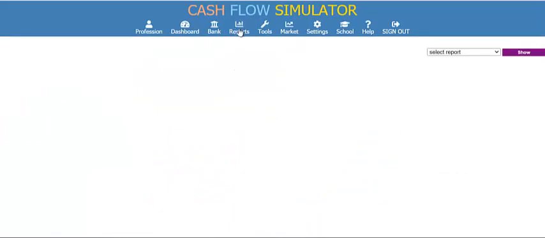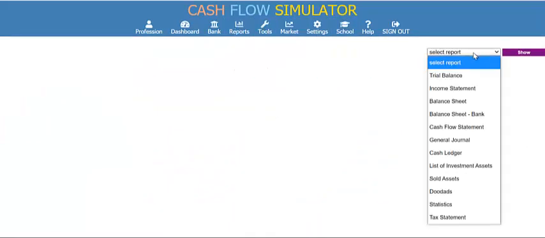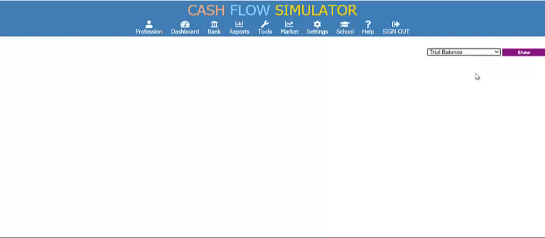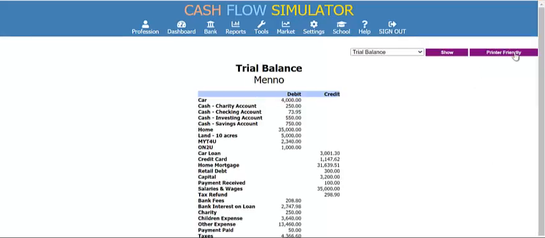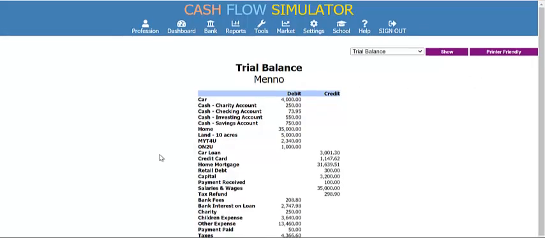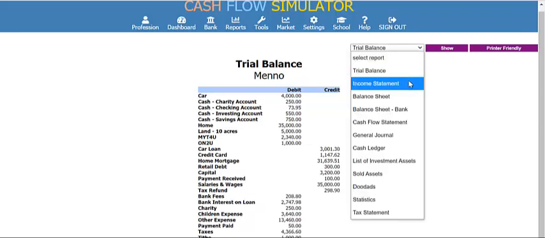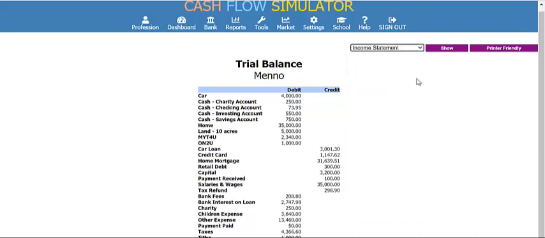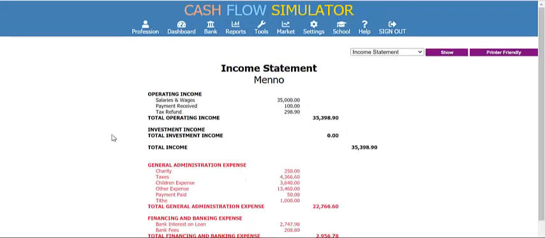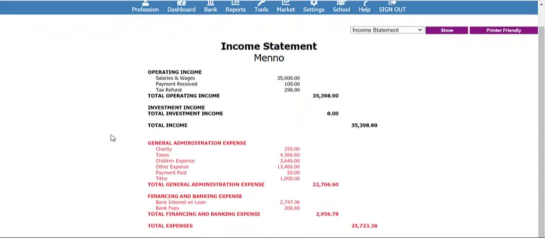So the next thing that I'd like to show you is the reports. Now, because I've already played for a while, there's actually going to be something in here. So you can select different reports. For example, the trial balance will look like this. So I can see what I am in debit on and what I'm in credit on. So I can see all these different things. So if you understand bookkeeping, that will make a lot of sense. I can see my income statement, which is already on the form anyhow, but I can see exactly what my income is and what my expenses are.